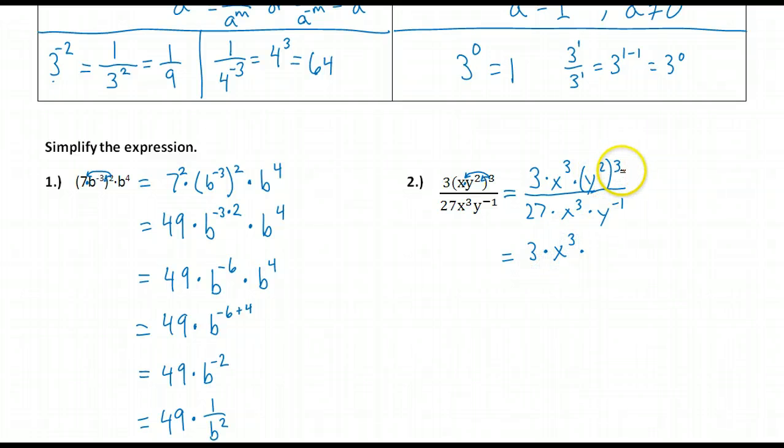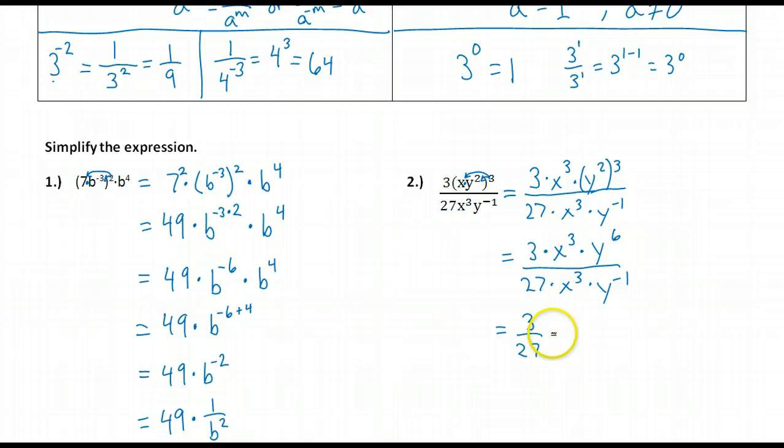A power raised to a power is a power of powers. I need to multiply 2 times 3, so I get y to the sixth over 27 times x to the third times y to the negative first. Now at this point, I'm going to break this apart into fractions of common bases. So my first fraction is going to be 3 over 27 times x to the third over x to the third times y to the sixth over y to the negative first.